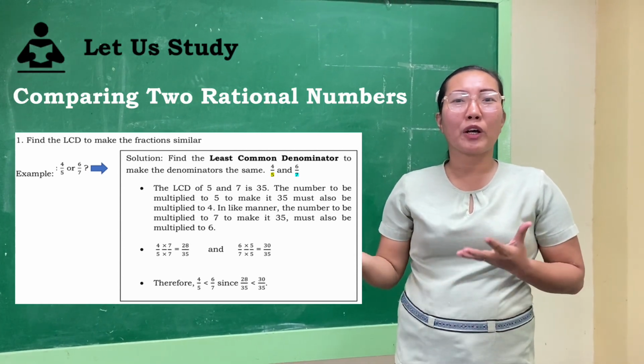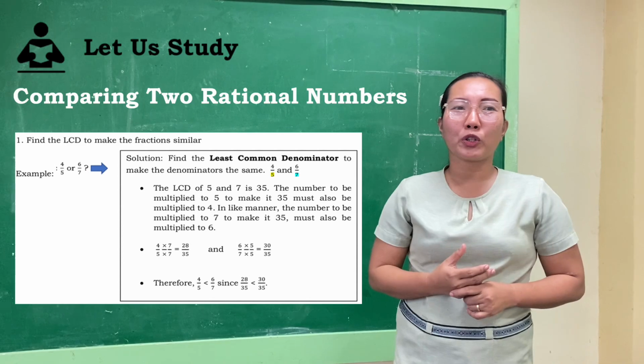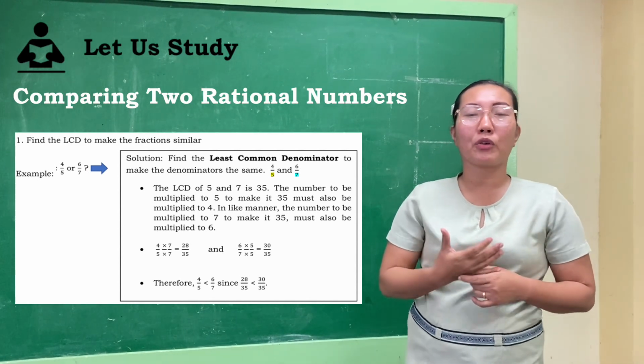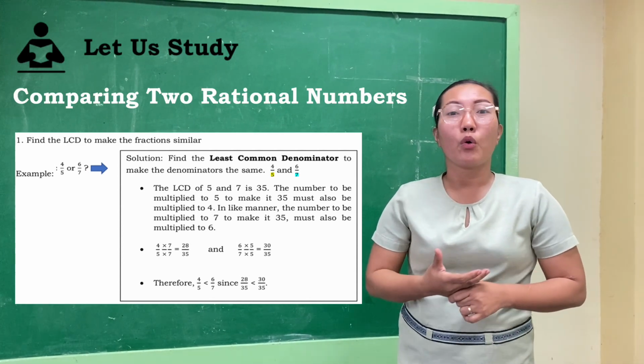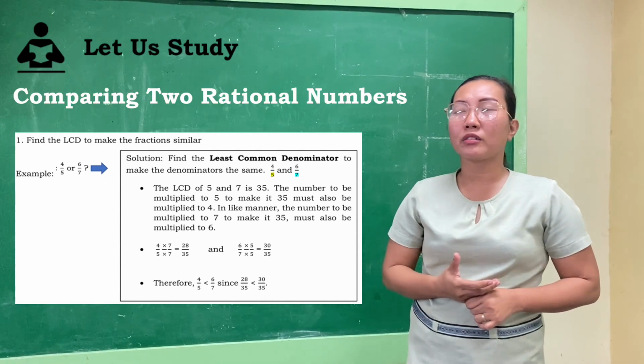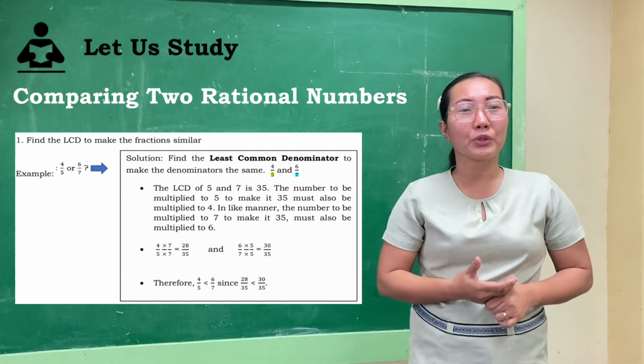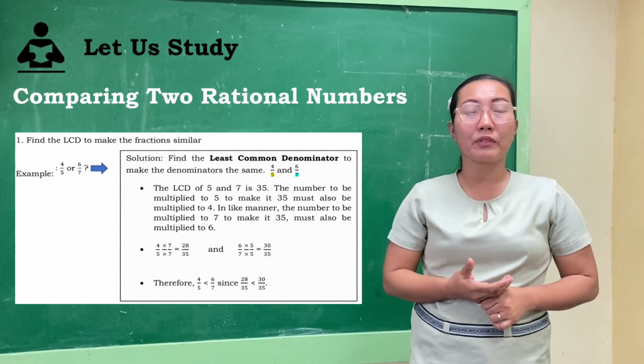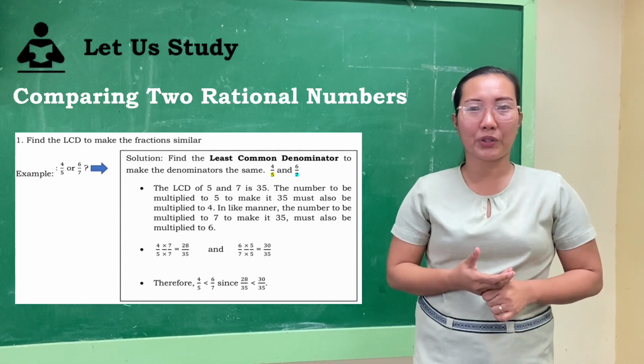Okay, let's proceed to the comparison. So we are going to compare right now the 28 over 35 and 30 over 35. So based on their numerators, we can conclude that 28 over 35 is less than 30 over 35.